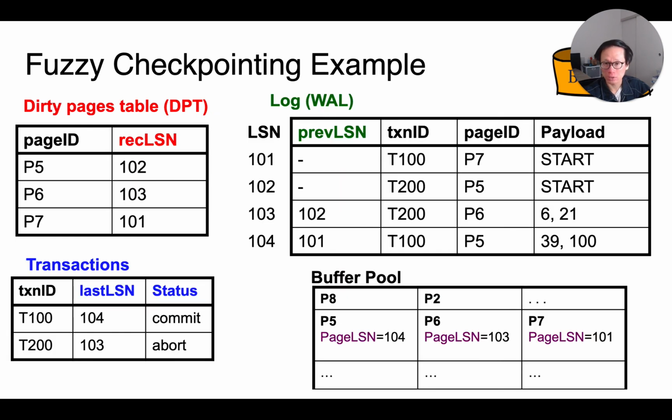So, here is an example of taking a fuzzy checkpoint. Here we have two ongoing transactions, T100 and T200. The dirty page table stores the page ID and the update that first wrote to that particular page. The transactions table stores the current status of the two transactions, with each page in the buffer pool having the page LSN that stores the last write to that particular page. And we have the write-ahead log on the upper right shown here in the slide.